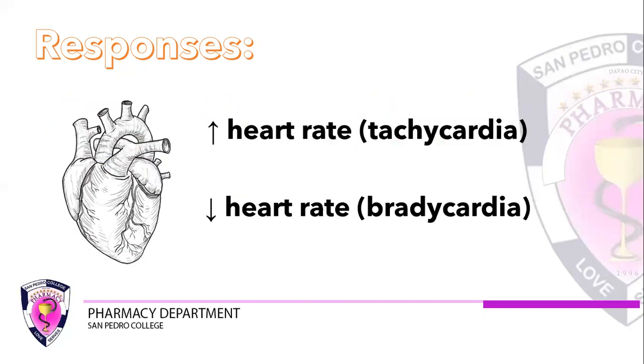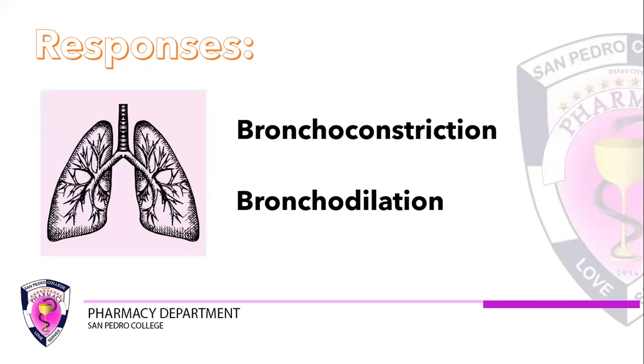Next, how about the heart rate? During rest and digest, what happens to your heart rate? Would it increase or would it decrease? Of course, during the resting state, your heart rate is decreased. So it is expected that it would slow down your heart rate, bradycardia. Next, how about your bronchioles? Does it undergo bronchoconstriction or bronchodilation? If your answer is bronchoconstriction, then it is correct.